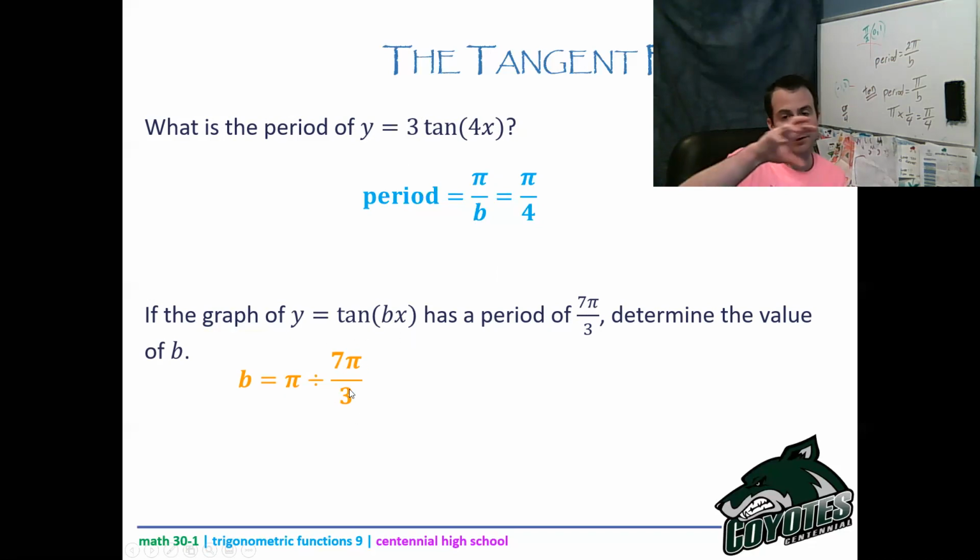Now I wrote that left to right. I didn't write it as a vertical fraction, just so I didn't have a fraction in a fraction. Also, it makes it easier to do the math here, because when we divide fractions, we just multiply by the reciprocal. So b becomes pi times 3 over 7 pi. My pi's will divide each other out, and I'm just left with a b value of 3 over 7.